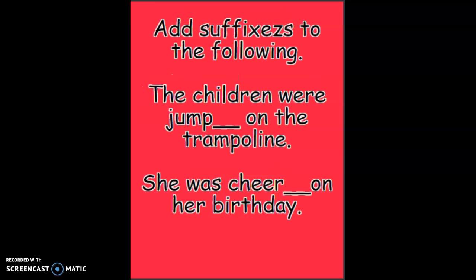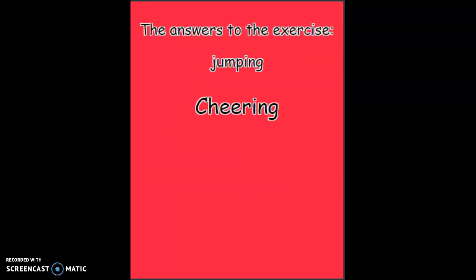Beautiful. We say add suffixes to the following. The children would jump what on the trampoline, and she was cheer what on her birthday. Suffixes go at the back. The answers to the exercise are jumping and cheering. Lovely. So now we should all understand prefixes and suffixes. Remember, prefix in front of the root word and suffix gets added onto the back of the root word.